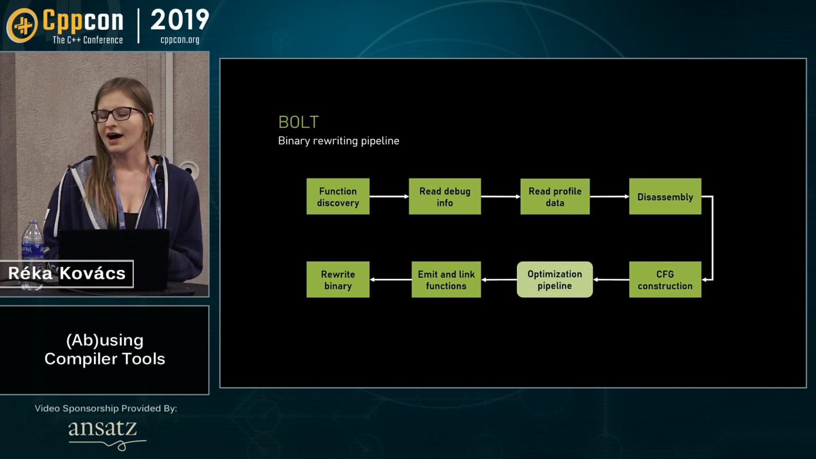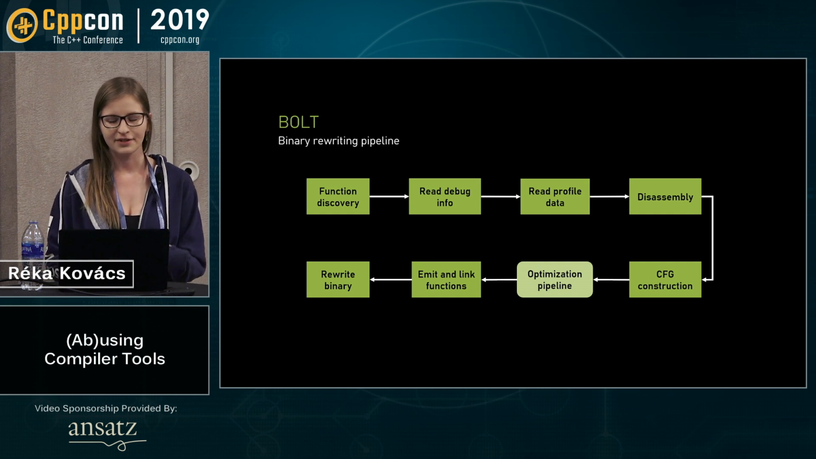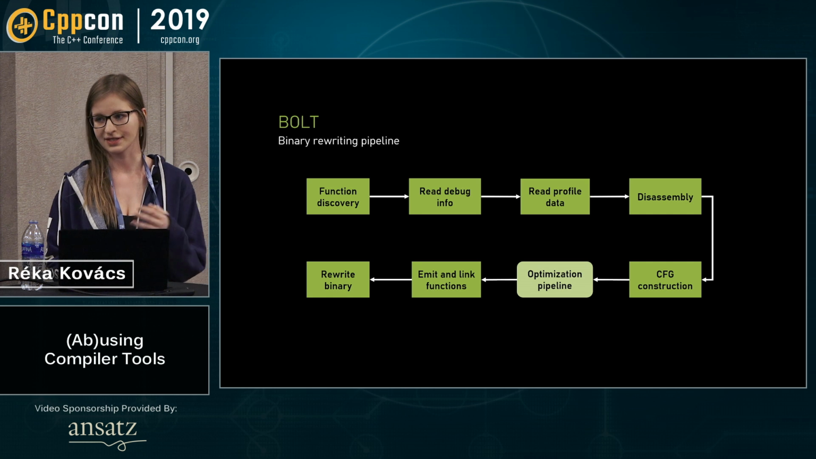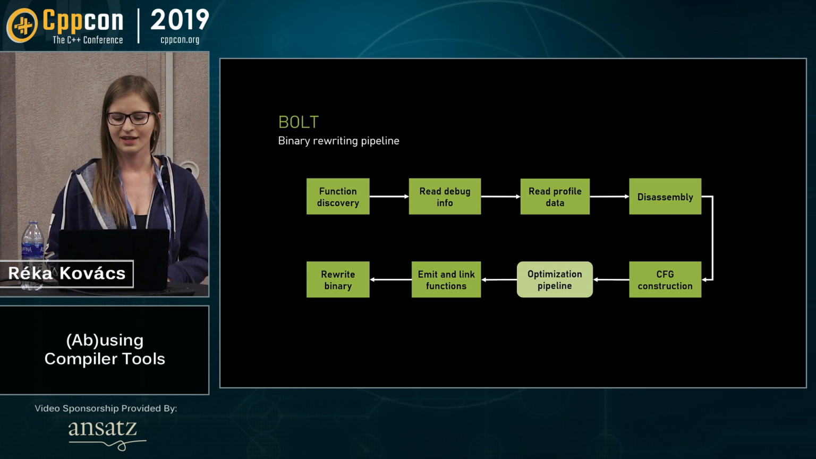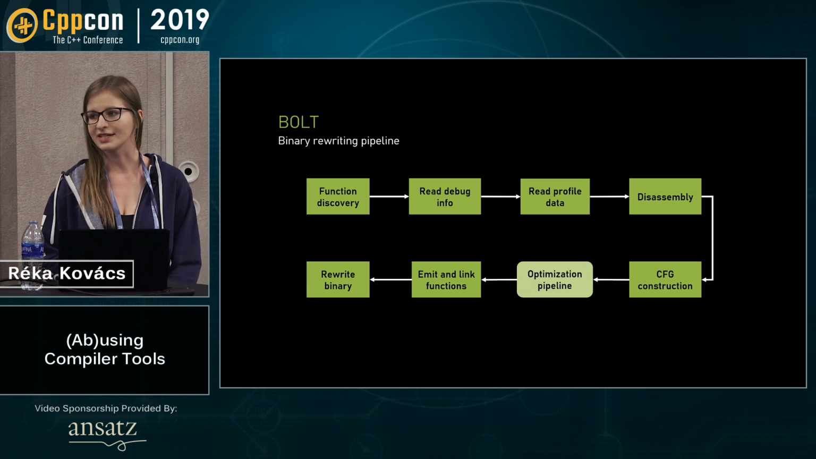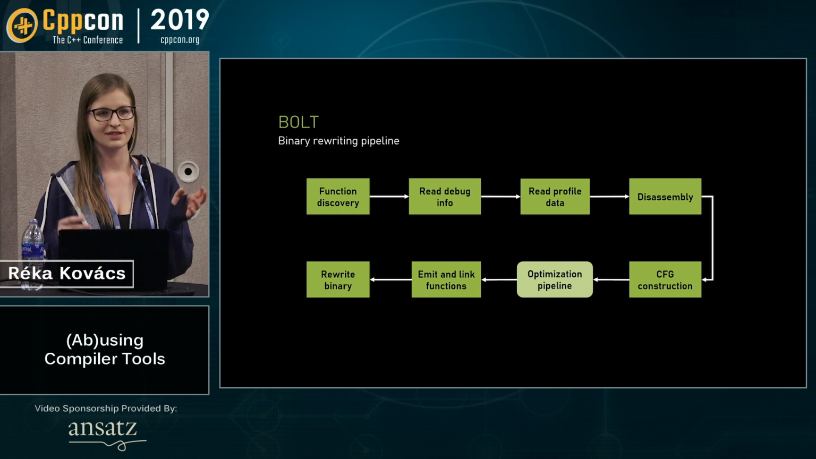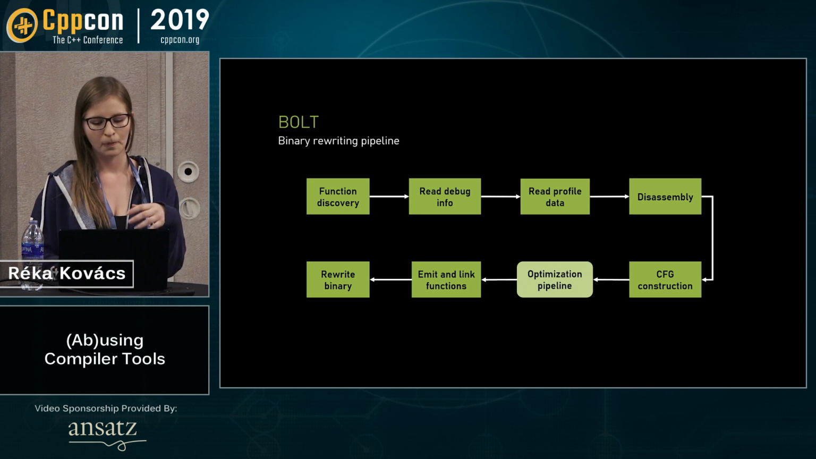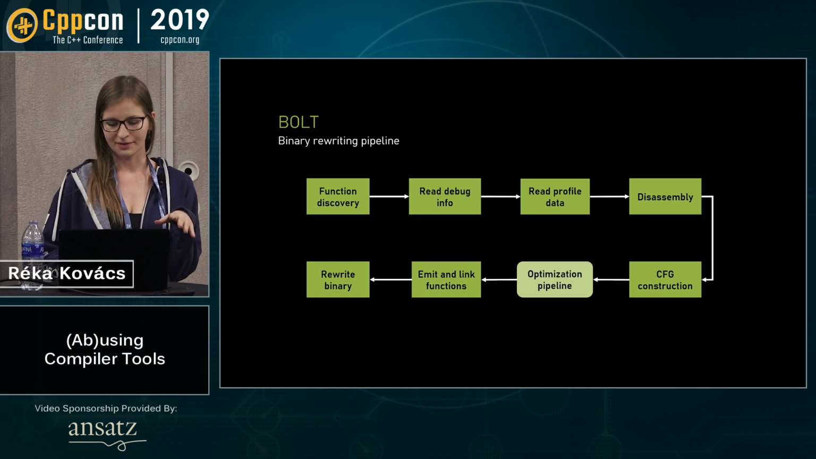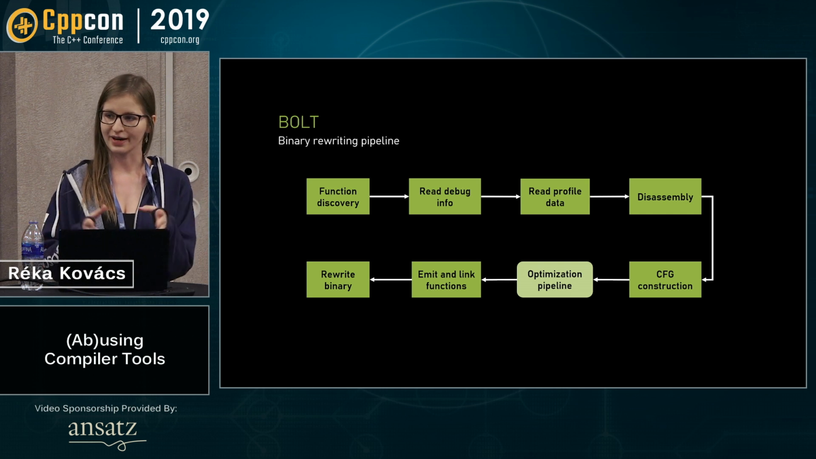A quick overview of how the rewriting pipeline looks. They first look at a symbol table to find the functions that they want to optimize, read in the debug information and the profile data, and then use LLVM libraries to disassemble those functions, and then try to reconstruct the control flow graph to an extent that is necessary for the transformations. Then they run an optimization pipeline that I'll show in the next slide, and then they put your binary back together.